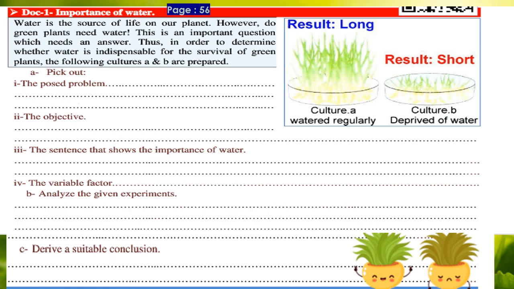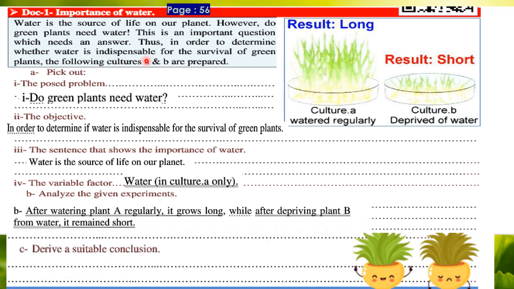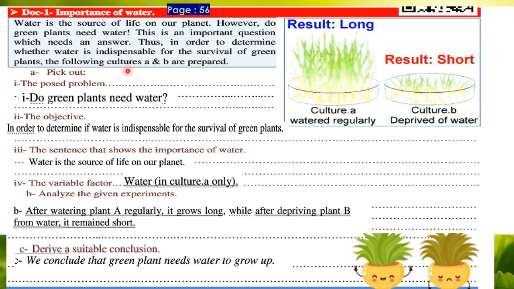Document 1, page 56 in the bio guide, importance of water. Water is the source of life on our planet. However, do green plants need water? This is an important question which needs an answer. Thus, in order to determine whether water is indispensable for the survival of green plants, the following cultures A and B are prepared.